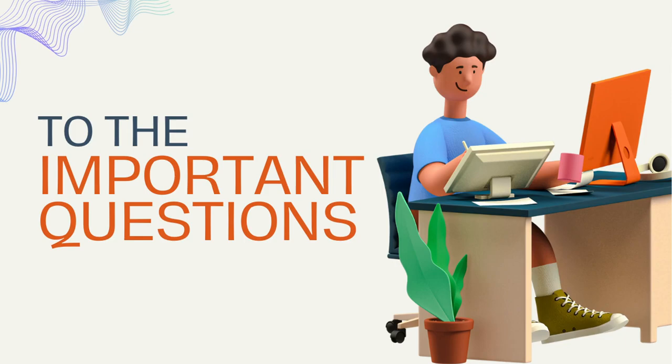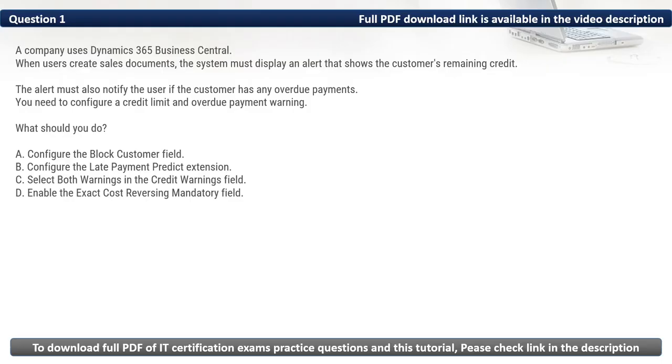To the important questions, question 1. A company uses Dynamics 365 Business Central. When users create sales documents, the system must display an alert that shows the customer's remaining credit. The alert must also notify the user if the customer has any overdue payments. You need to configure a credit limit and overdue payment warning. What should you do?